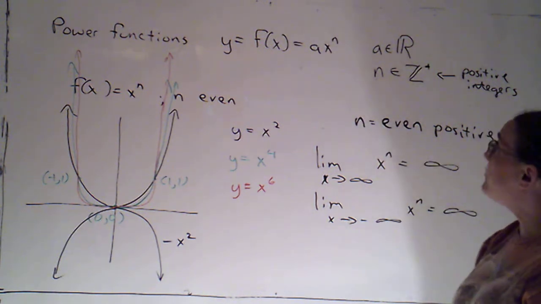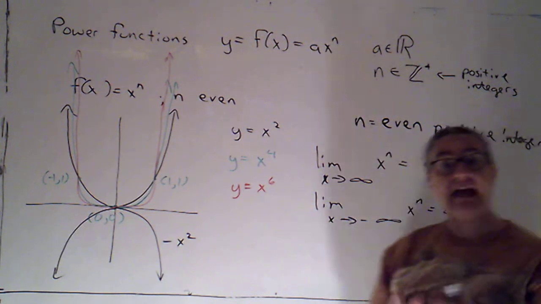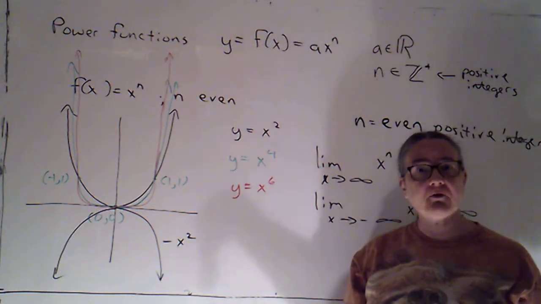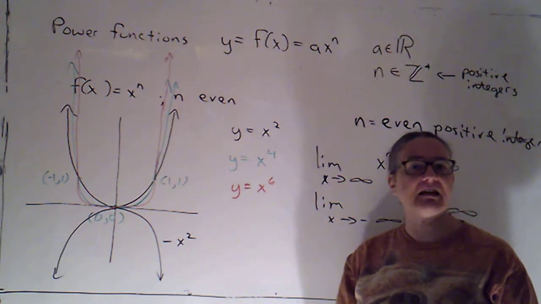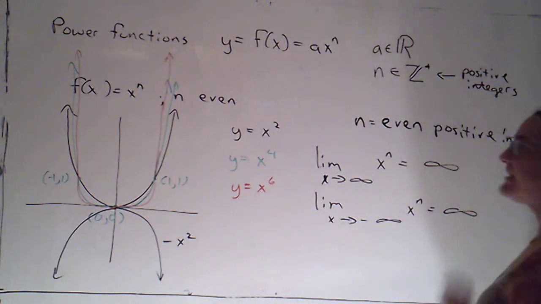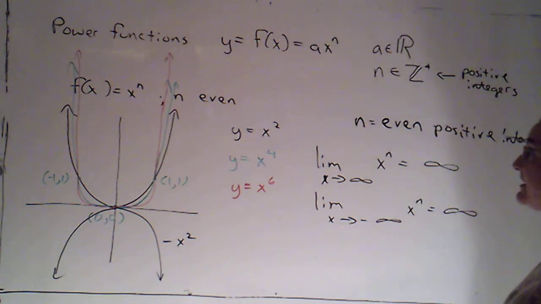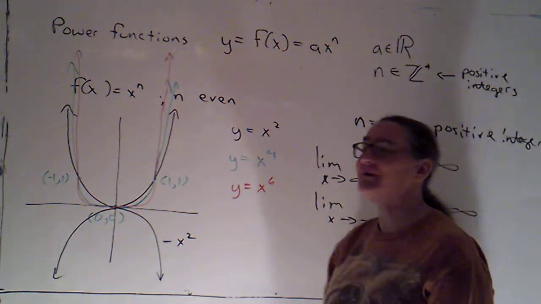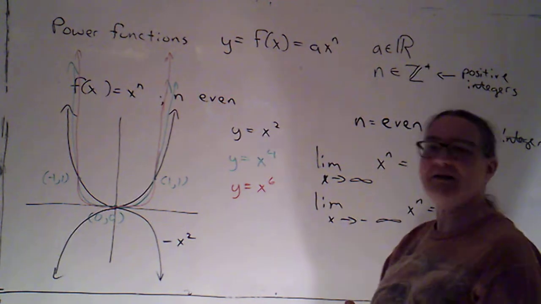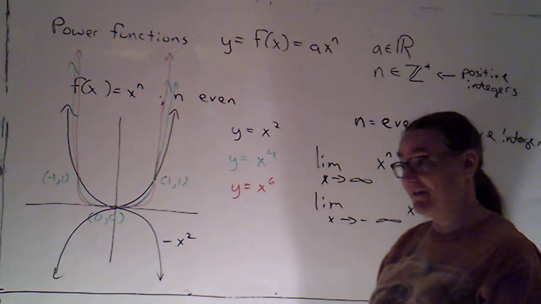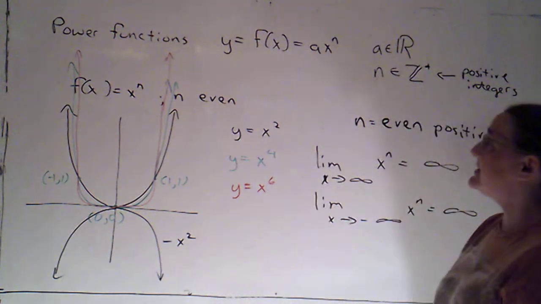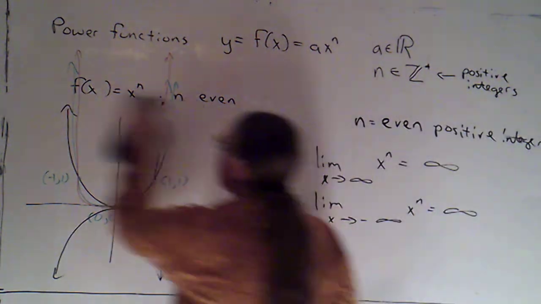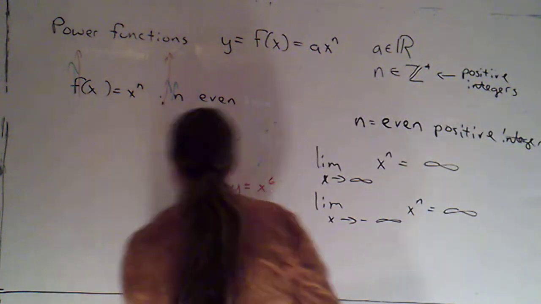Okay. So basically, if a is negative, it's going to flip the graph over vertically, and that just changes the end behavior by reversing its sign. So a negative multiple of x to an even power is simply going to go off to negative infinity on both sides. Excellent. Let's take a look now at odd powers.